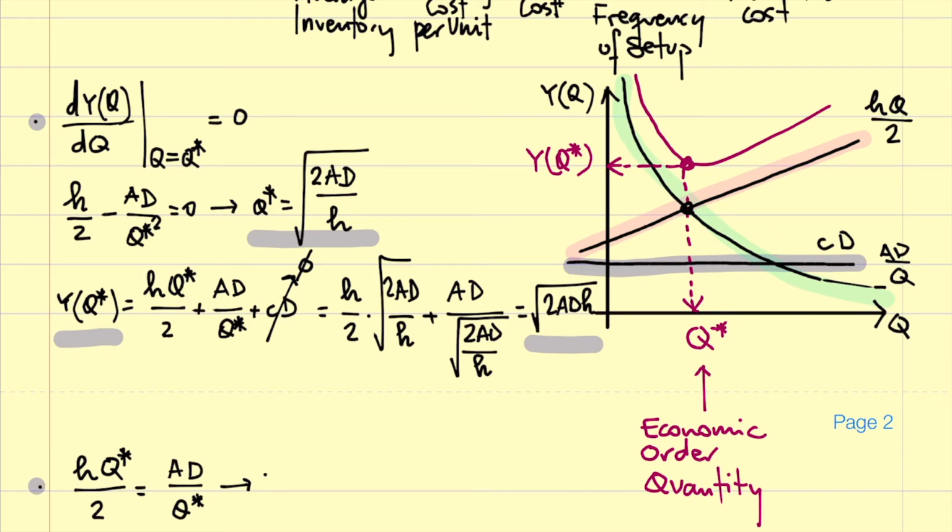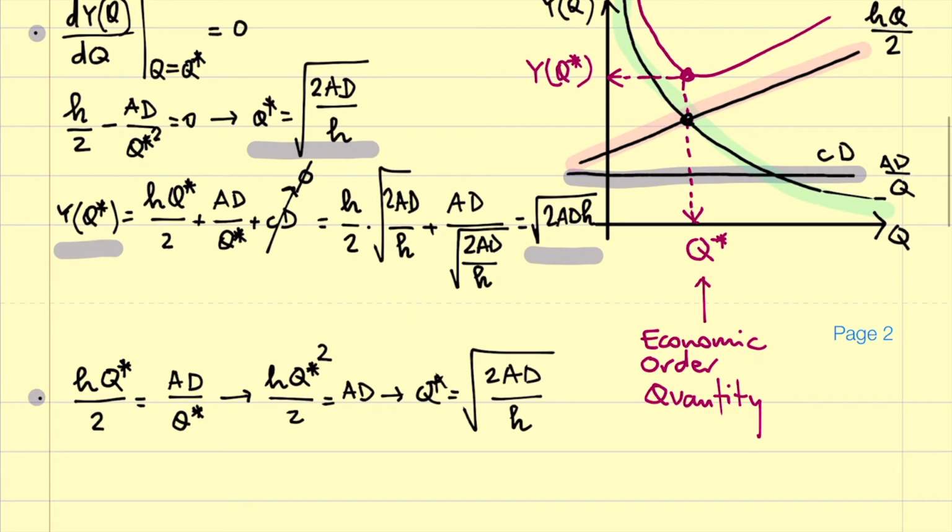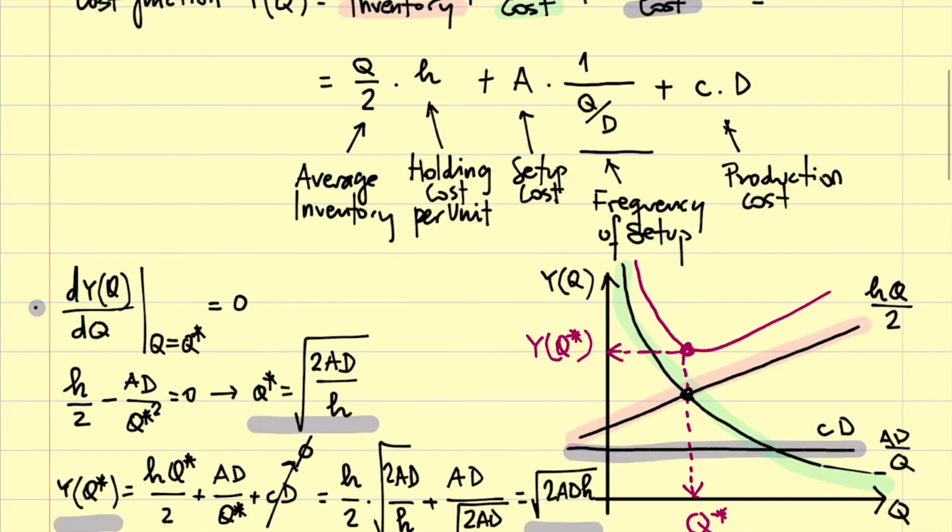And then you can say that HQ square divided by 2 equals AD, which yields the same result, 2AD divided by H. And substituting into the epsilon of Q star, you get the same. Okay? Questions, please?